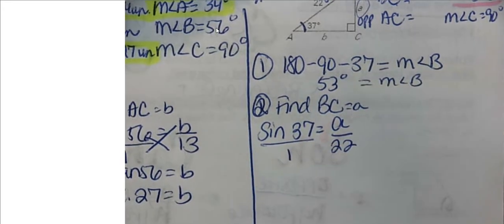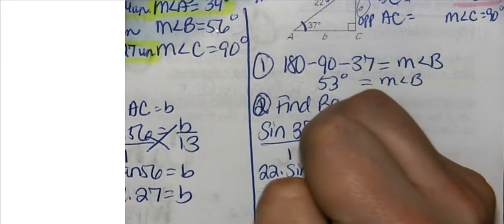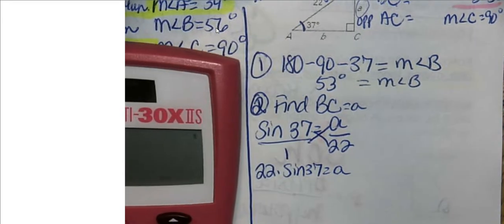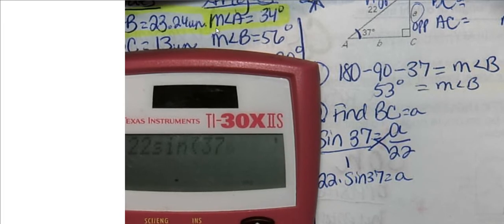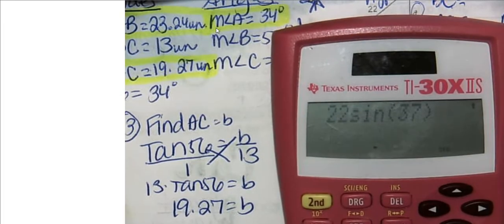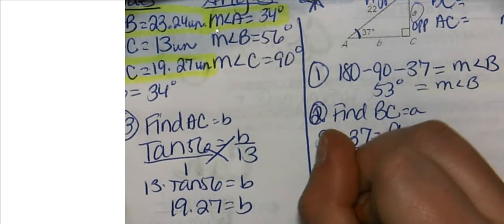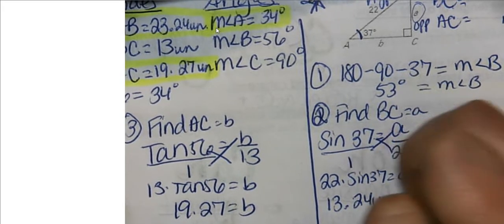I'm going to make sine of 37 over 1 since it's a number, and I'm going to use cross product. So I end up with 22 times the sine of 37 is equal to A, and I'm simply going to put this into my calculator exactly as I see it. So that's 22 times the sine of 37, and that is equal to 13.24 if I'm rounding it to the nearest hundredth. So 13.24 units is equal to little a.